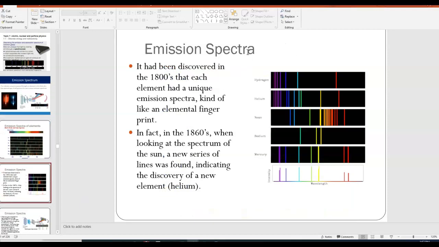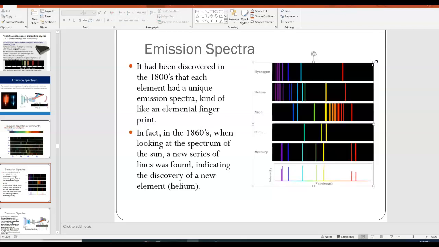Now, moving on in the notes, it had been discovered in the 1800s that each element has a unique emission spectrum, kind of like an elemental fingerprint. We talked about that before. In fact, this is kind of a random fun fact.